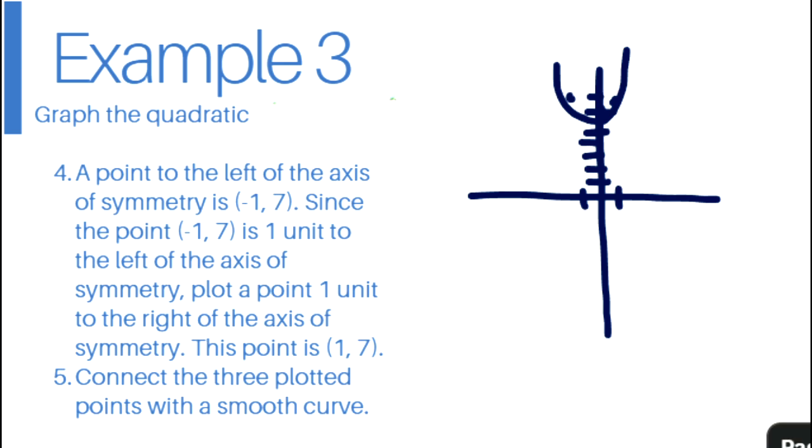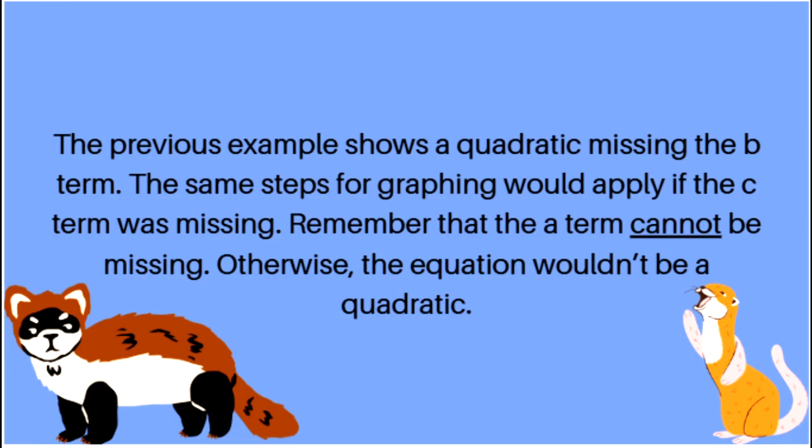Hopefully all of my graphs are not missing because there's a lot in this. The previous example shows a quadratic missing the b term, which was why b equals 0. The same steps for graphing would apply if the c term was missing. Remember that the a term, which is the x squared term, cannot be missing. Otherwise, the equation wouldn't be a quadratic. Without the x squared, you don't have a parabola.